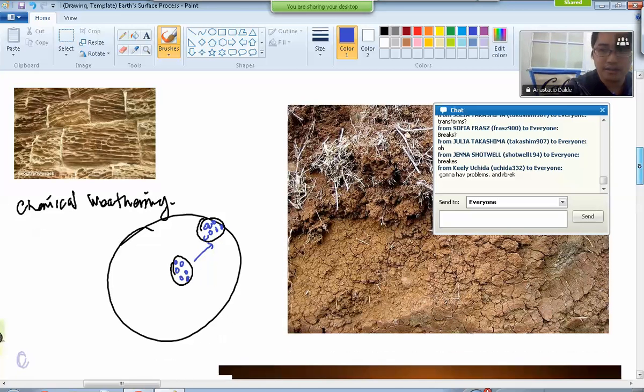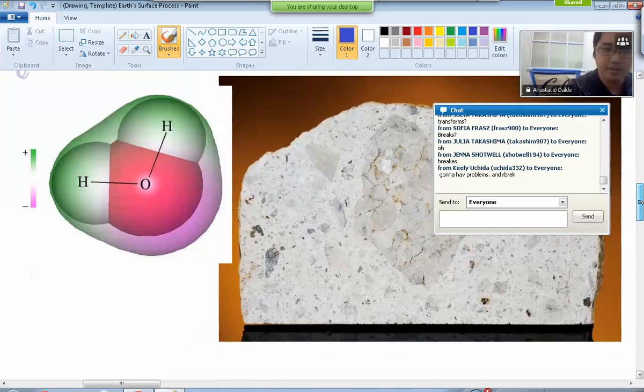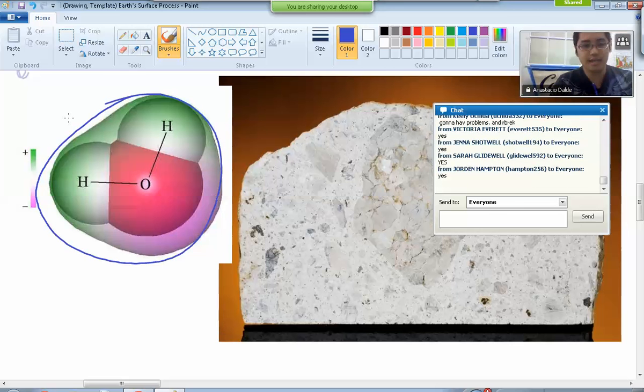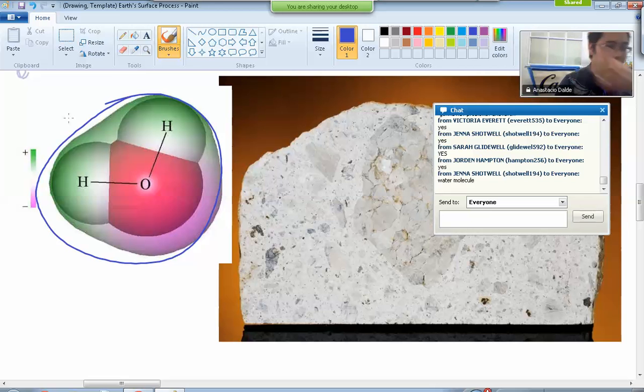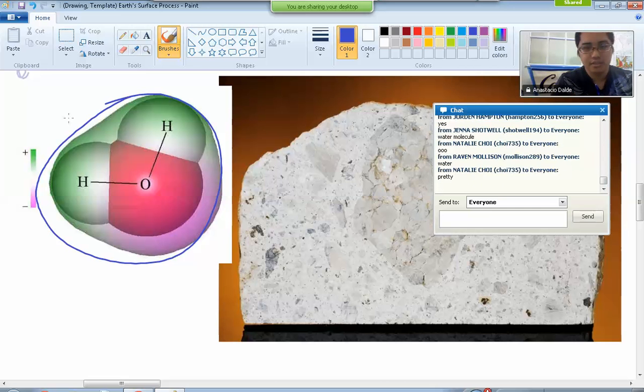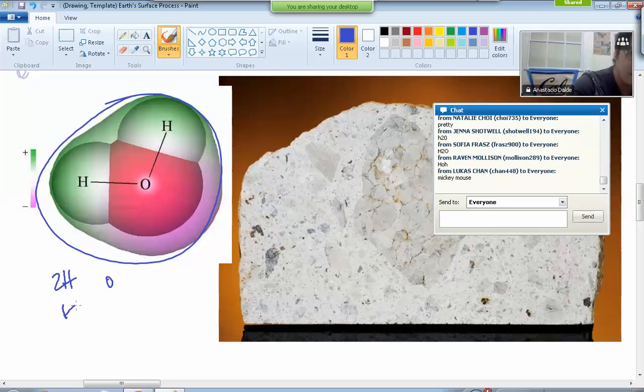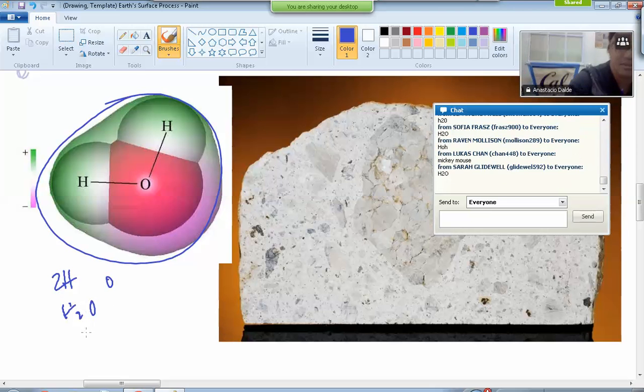What do we got here? What is that a model of? Water molecules. How do you know it's a water molecule? HOH, H2O. Two H's. Oh, so it's H2O, also known as water. I like water. Water's good.